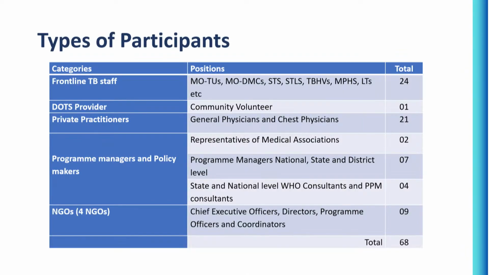Through this whole process of field work, I came across 68 people whom I interacted with, and they represented different sectors: NGOs, program managers and policymakers, private practitioners, DOTS providers, community volunteers, and frontline TB staff, encompassing medical officers of the TB units, medical officers of designated microscopy centers, senior treatment supervisors, senior treatment laboratory supervisors, TBHVs, MPHS, and so on. So 68 people were the key people in my research work.